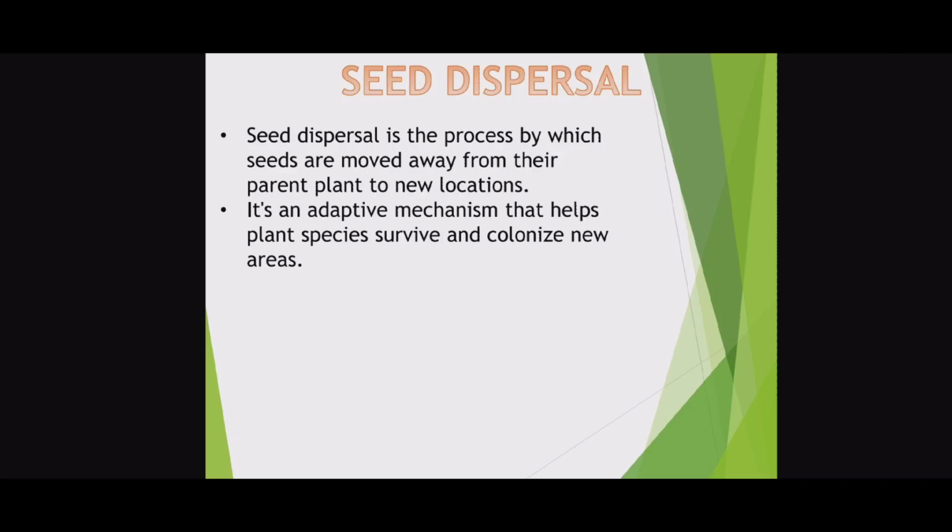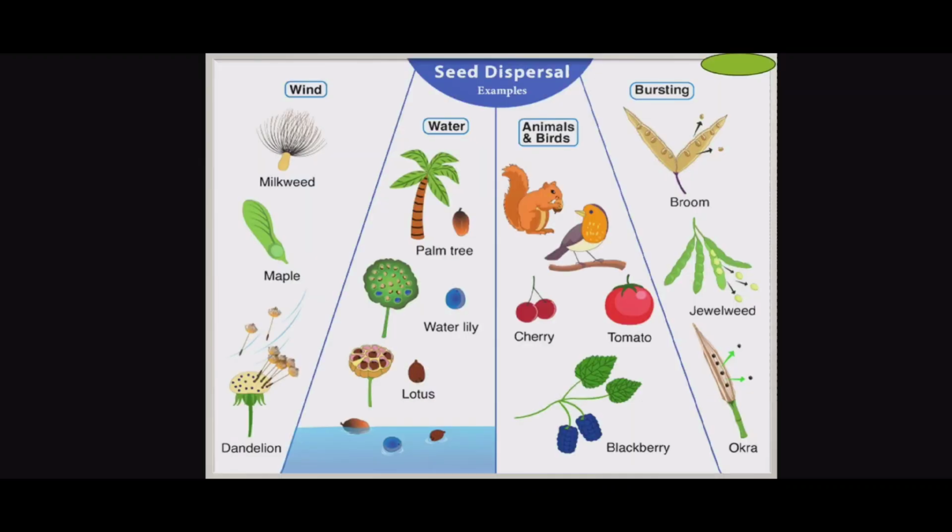To aid survival, plants take the help of agents like explosion, wind, water, and animals to scatter their seeds. These agents carry the plant seeds and scatter them away from the parent plant. The process by which seeds are scattered away from the parent plant is called seed dispersal. Here you can see the different types of agents: wind, water, animals and birds, and bursting also.